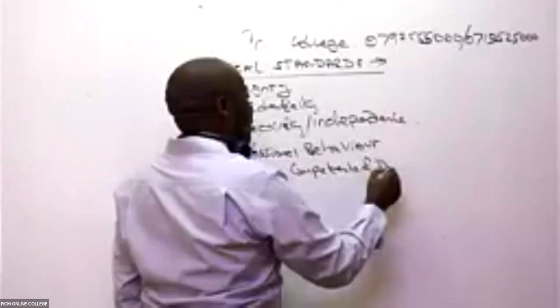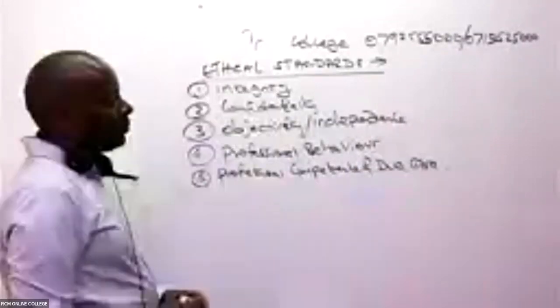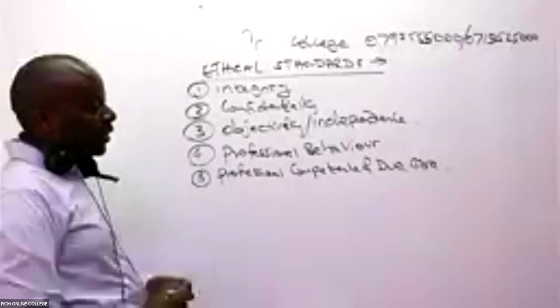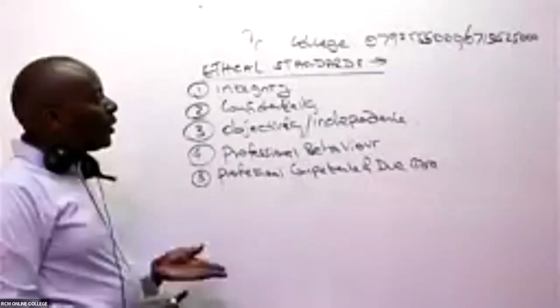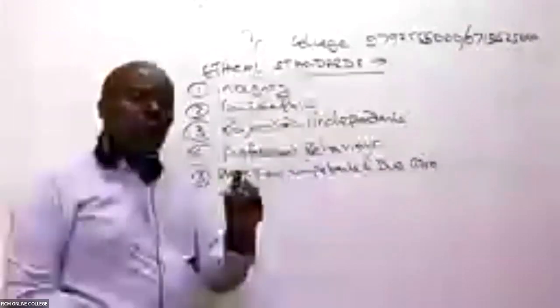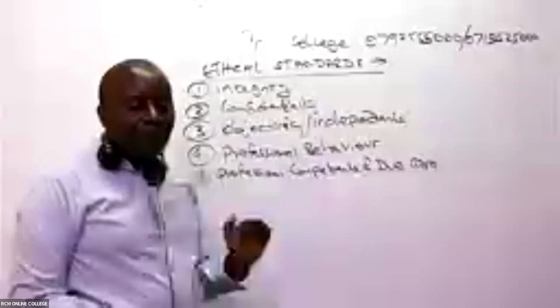And due care. So these are 5. The examiner wanted you to state only 3 and explain them. So on integrity, we are required here to be straightforward. We are required to be honest in all our dealings. Integrity: honest in all our dealings.